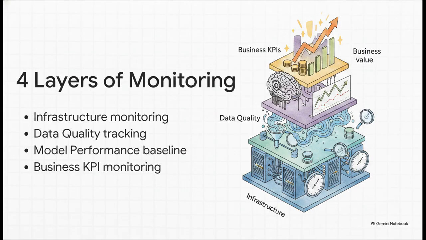Layer 1 is your standard infrastructure monitoring, things like memory and latency. Layer 2 tracks data quality, hunting for any statistical deviations. Layer 3 monitors actual model performance against a set baseline. But Layer 4? That's the real game changer for IT leadership. Business KPI monitoring. Connecting your model outputs to tangible business outcomes, like conversion rates or the amount of fraud caught, is really the ultimate measure of model value.